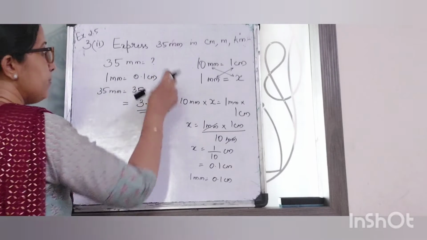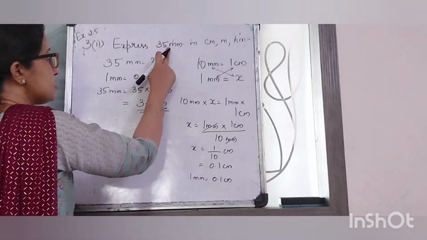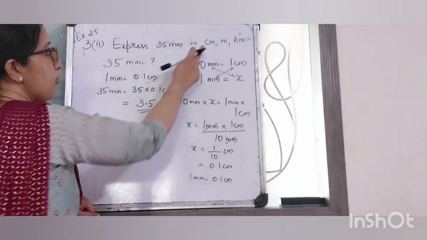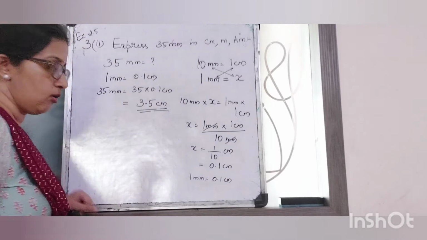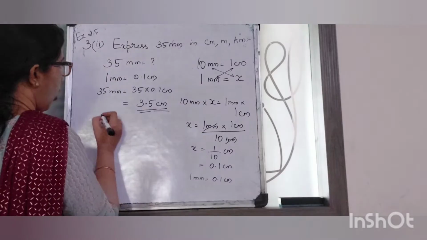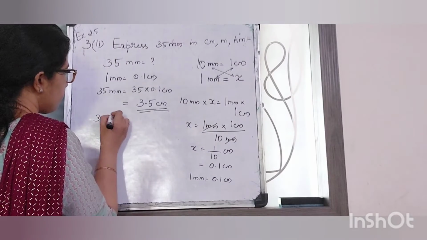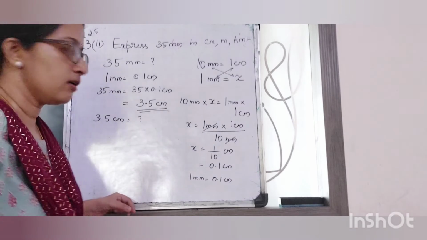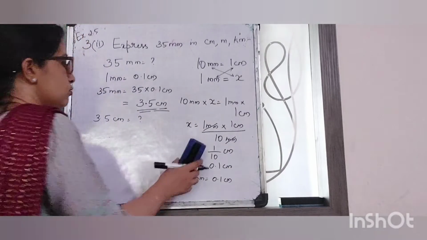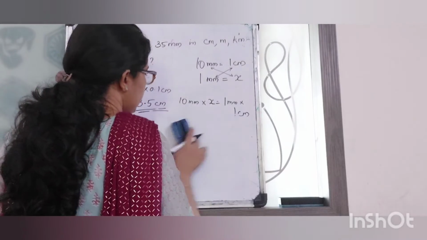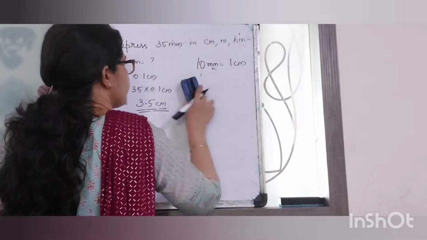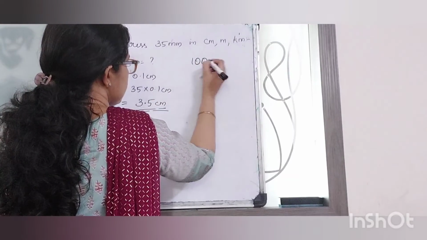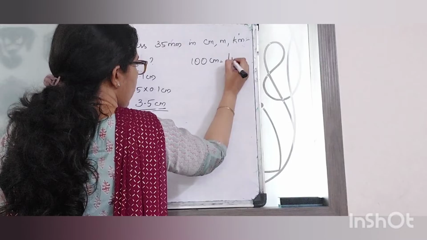Now what is the second part? We have to find out how much is 35 millimeter, or 3.5 centimeter, in the form of meter also. So we should know how much is 3.5 centimeter in meter. For that, what should we do? We should find the relationship between meter and centimeter. We know that 100 centimeter is equal to 1 meter.